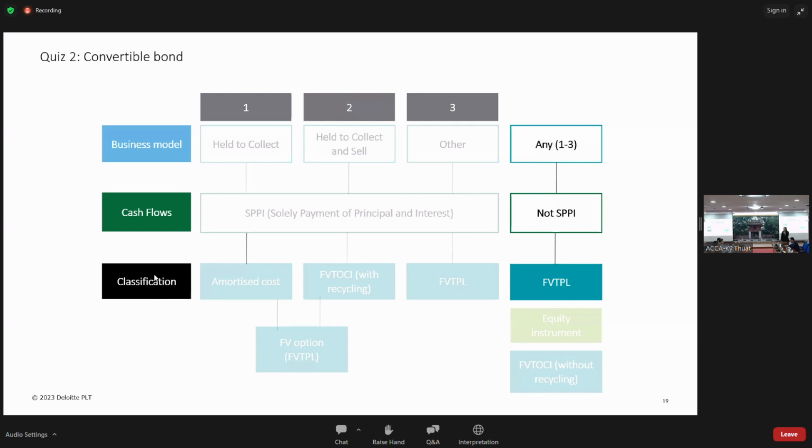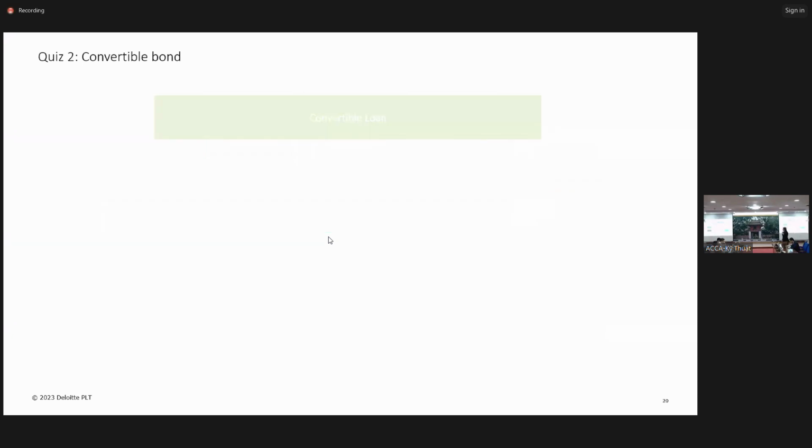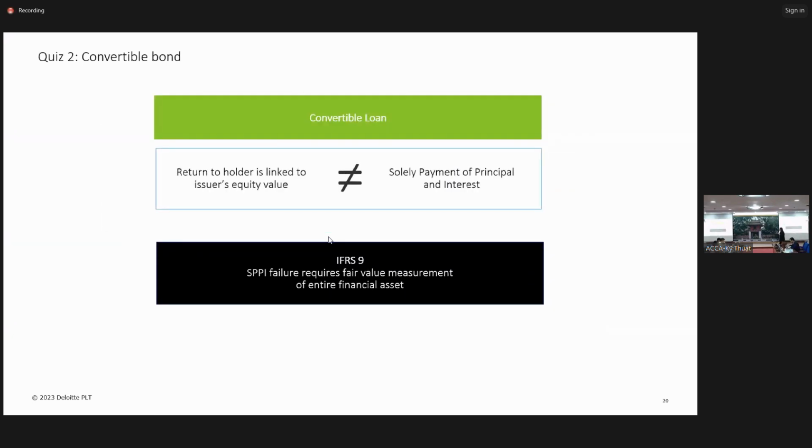When you introduce an equity conversion feature, the underlying is based on the price of the equity instrument. They are not like a normal basic lending arrangement. So it fails SPPI. Okay? So this is a recap. Convertible loan. Bonds are like loans, if it's a normal corporate bond.